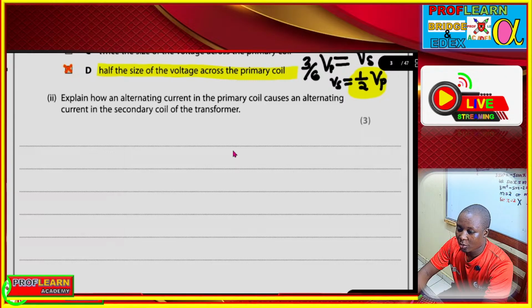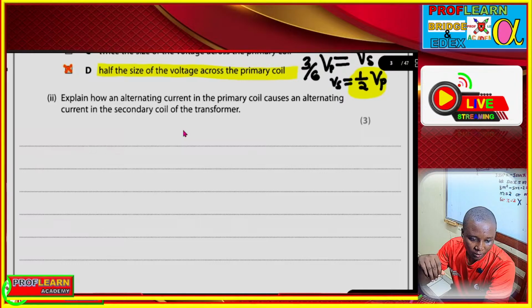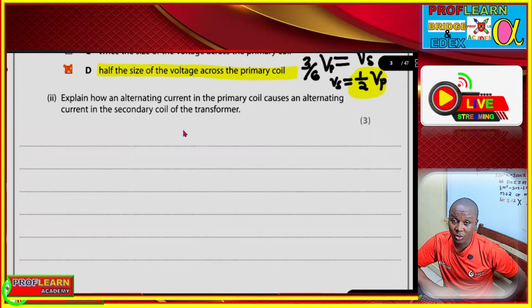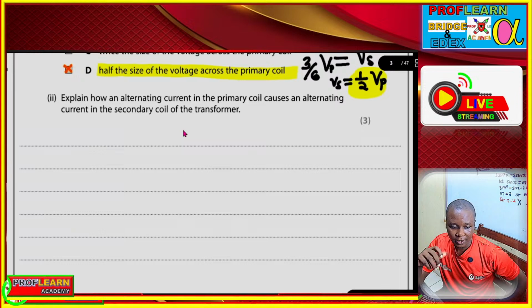We are told to explain. We are supposed to explain how an alternating current in the primary coil causes an alternating current in the secondary coil. This is a question that is asking you to explain how a transformer works. So the first thing that we need to remember is that a transformer works with alternating current. So which means that for a transformer to work, there must be some magnetic fields which are created.